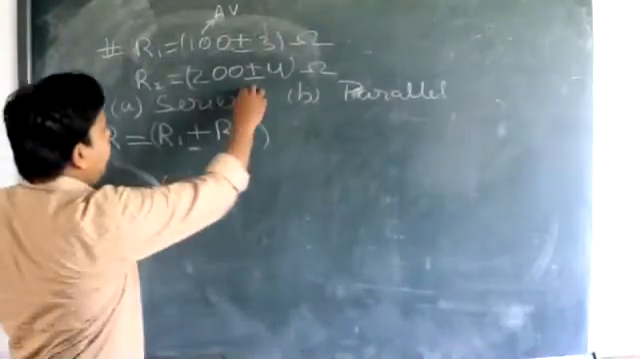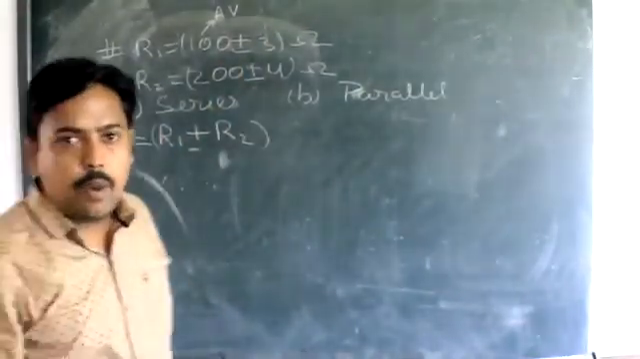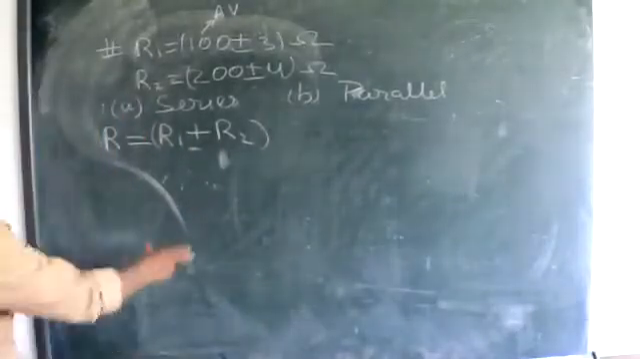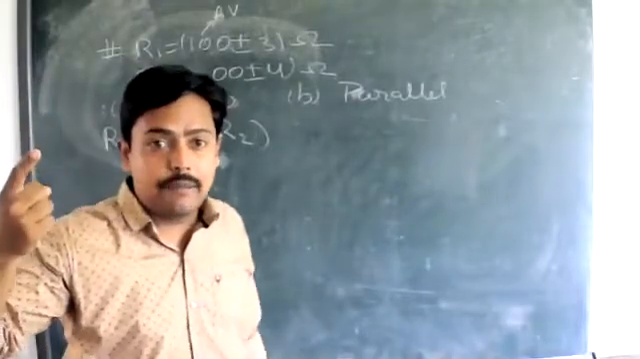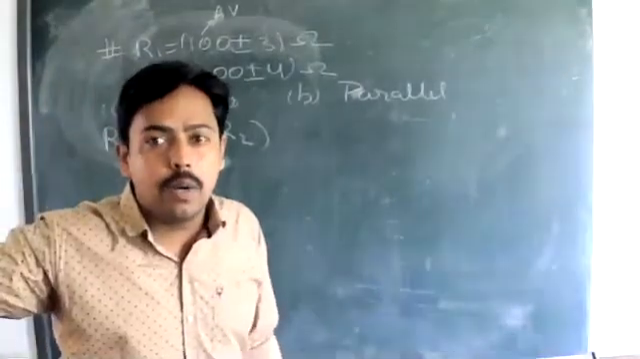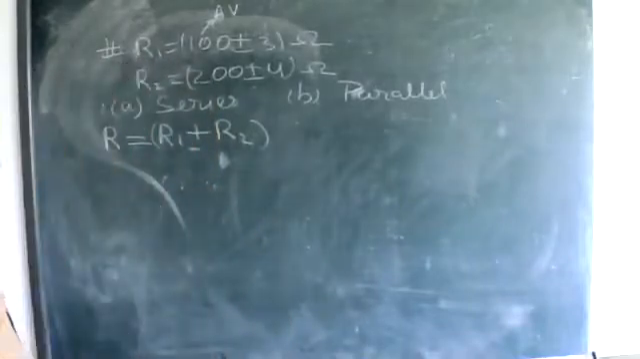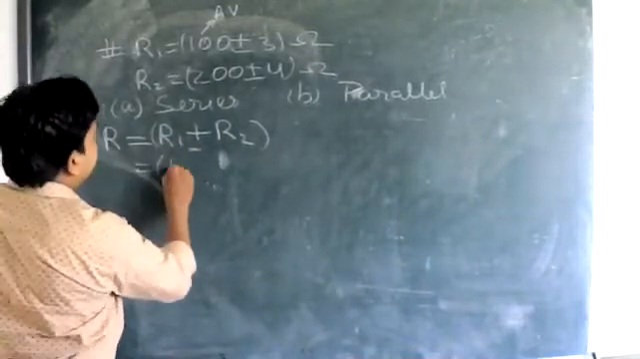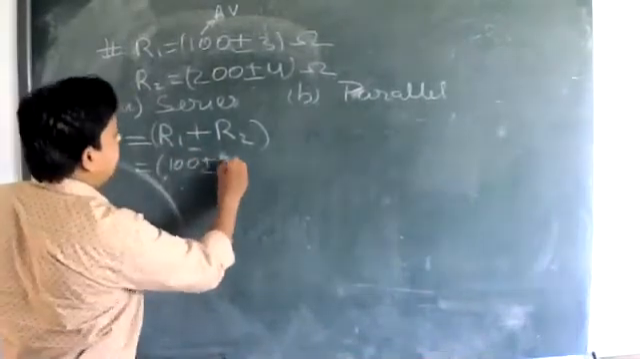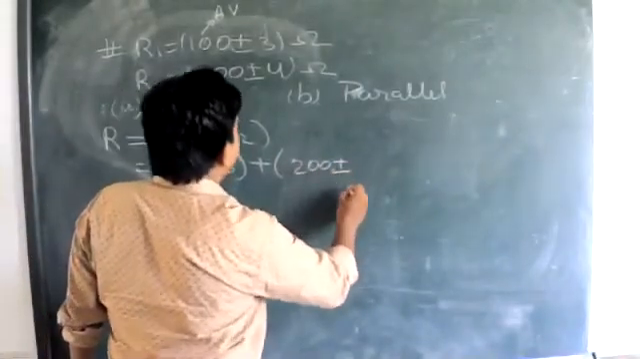Okay, this error can be plus, this error can be minus. But we have observed that while we add two physical quantities, you can go to the derivation which we have done, the addition of two physical quantities. So how does error combine there? For maximum error, what can we write? We just write down like this: 100 plus minus 3 plus 200 plus minus 4.